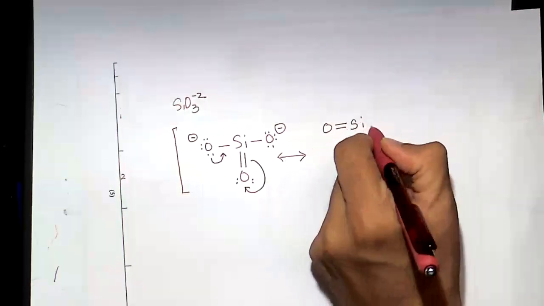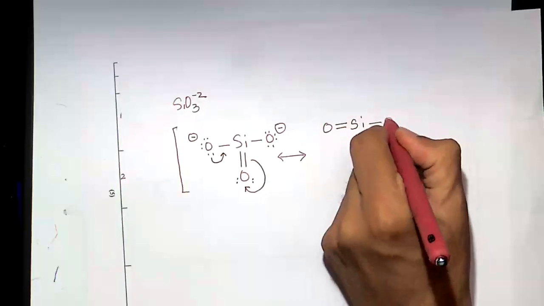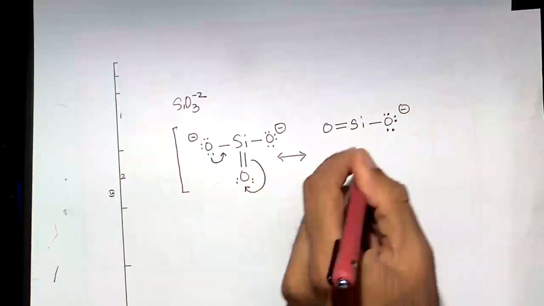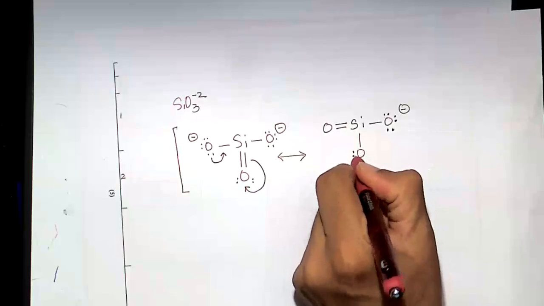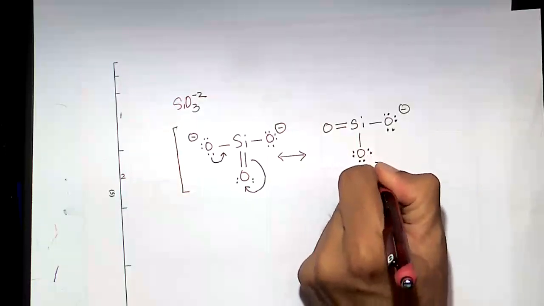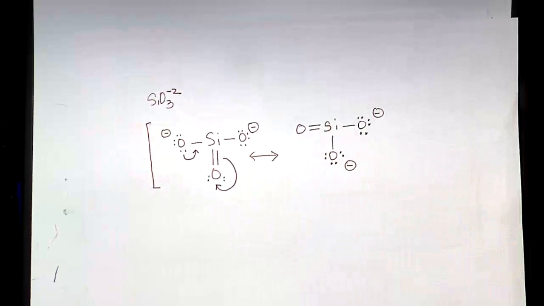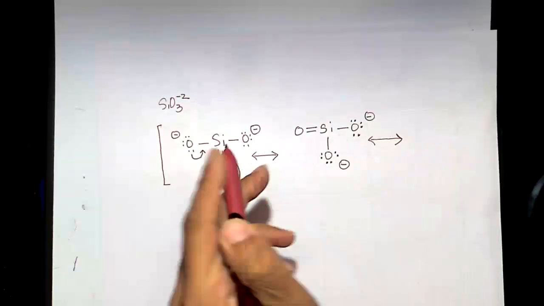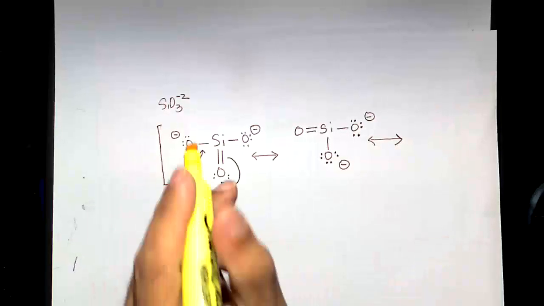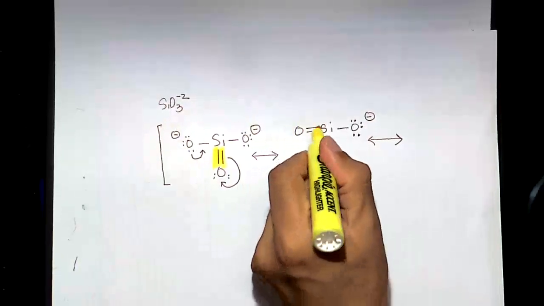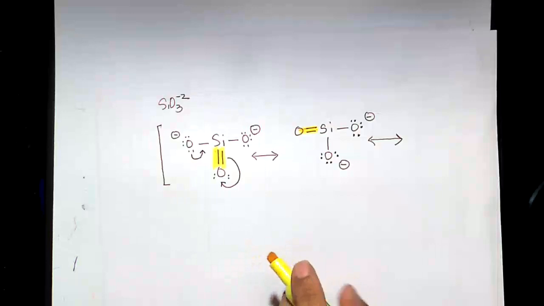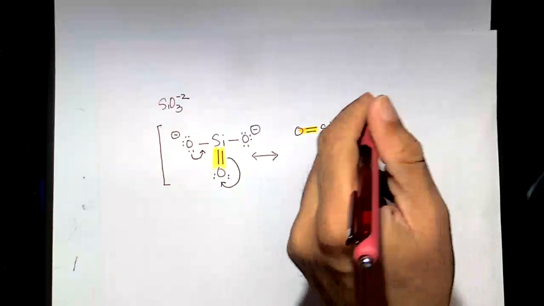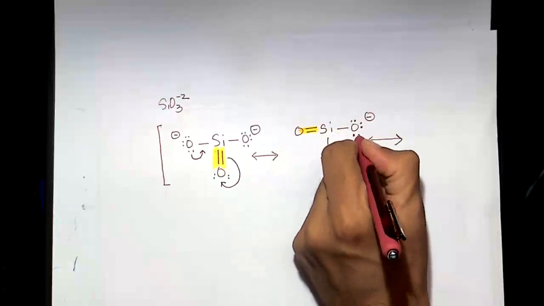O double bond with my Si. Okay, this stays the same. And this now has my negative. Okay, there's my -2. Anything else that you can see here? I have my double bond at the bottom. I have it at this left oxygen. Where else could I have it, just as equally? Okay, you can have it on the rightmost oxygen.